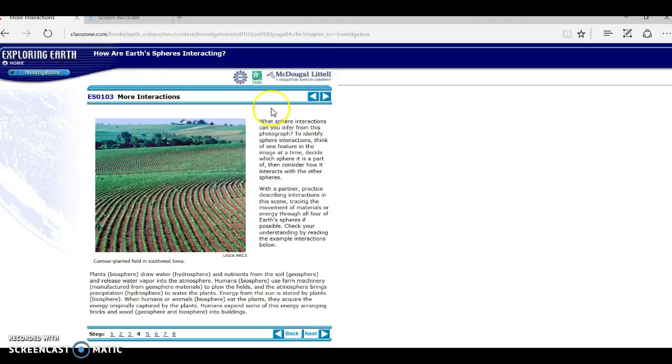So we have another example here, this farmland, these plants. I want you to focus on the paragraph down below the picture. Plants, living things, part of the biosphere, draw water, the hydrosphere, and nutrients from the soil, which is the geosphere. They release water vapor into the atmosphere. Humans use farm machinery that is manufactured from geosphere materials to plow the fields. The atmosphere brings precipitation, water, to the plants. Energy from the sun is stored in the plants. Humans and animals eat the plants and they acquire the energy that was captured by the plants. Humans then use this energy to make other stuff, bricks, wood, all those different things, and continue to manipulate the different spheres using that energy.